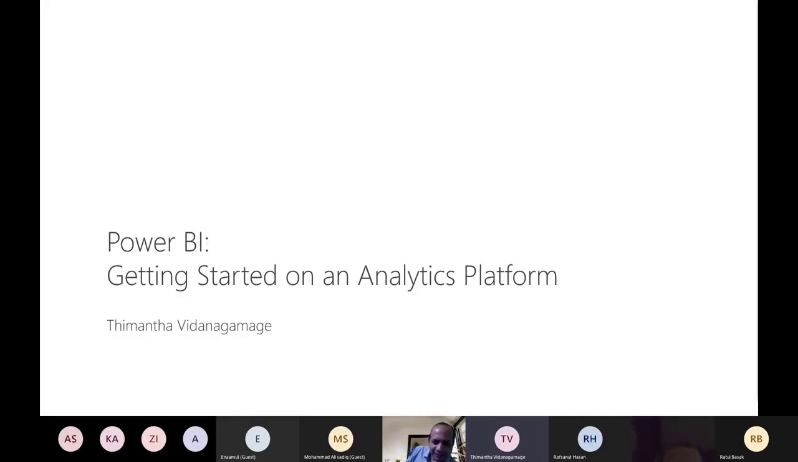This session will be about getting started on an analytics platform with Power BI.